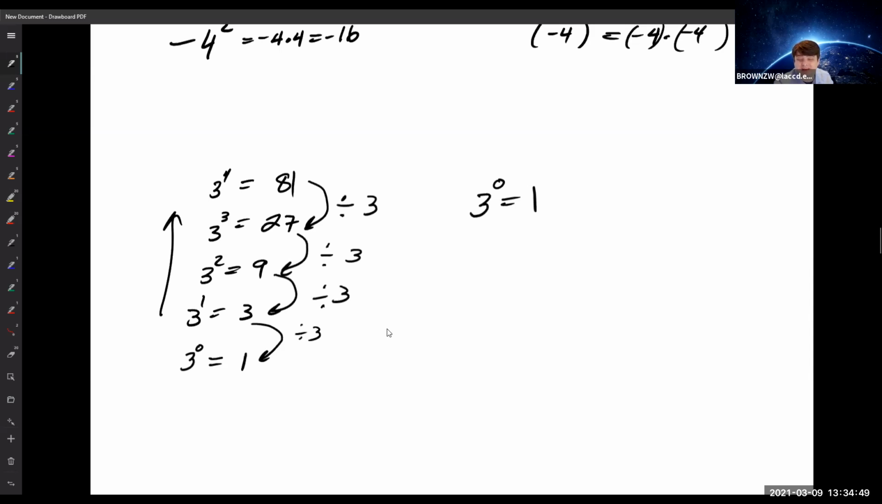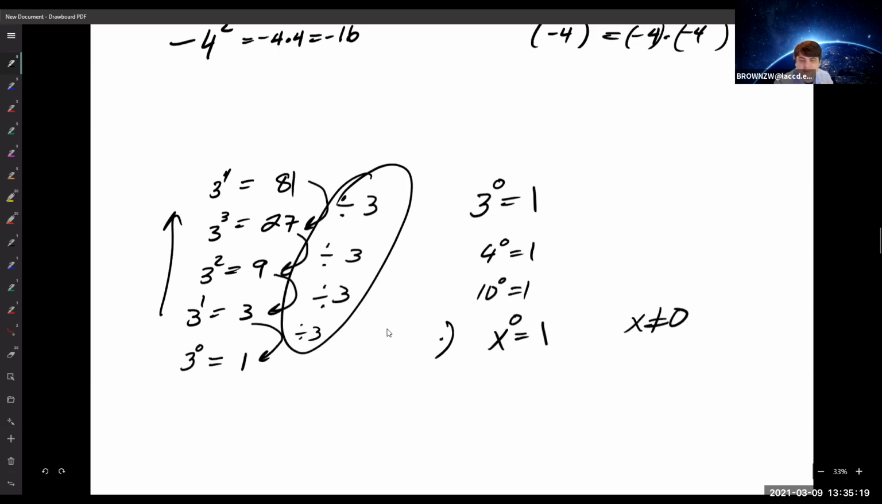And this actually works for any number. 4 to the 0 is also 1. 10 to the 0 is also 1. In general, anytime you have a 0th power, this is going to be another power rule for us. Any base x to a power of 0 equals 1, so long as x does not equal 0.